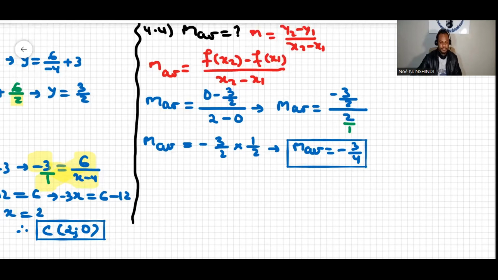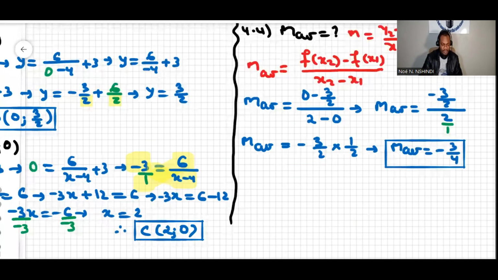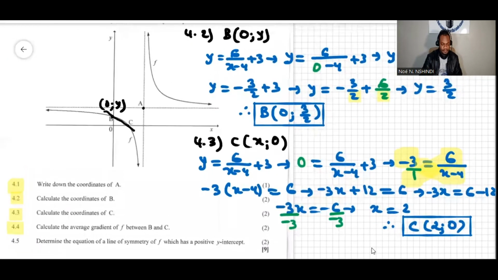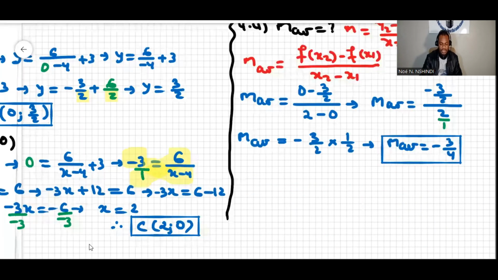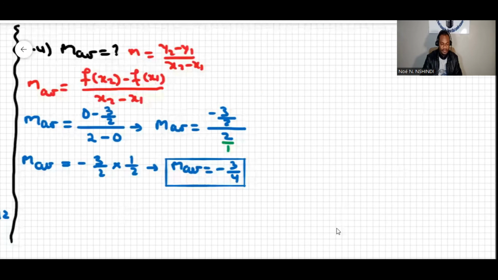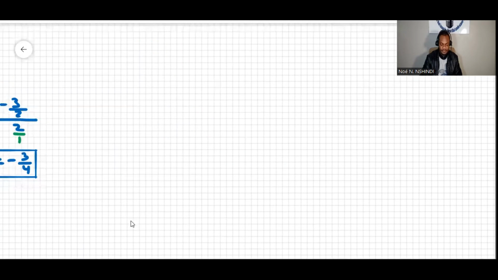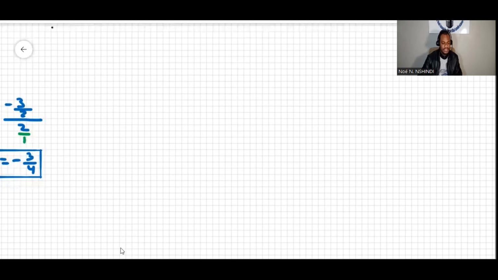Now, the following question, question 4.5, says: determine the equation of the line of symmetry of f which has a positive y-intercept. I would like to reproduce the same graph over here for better understanding.